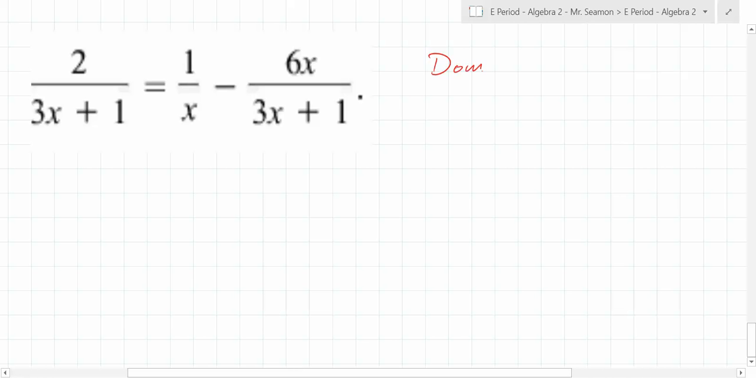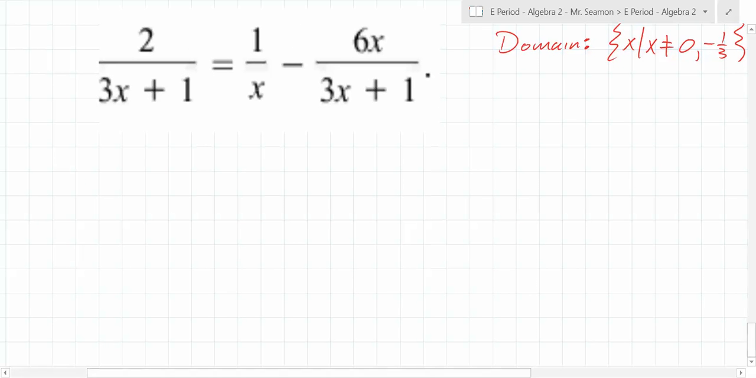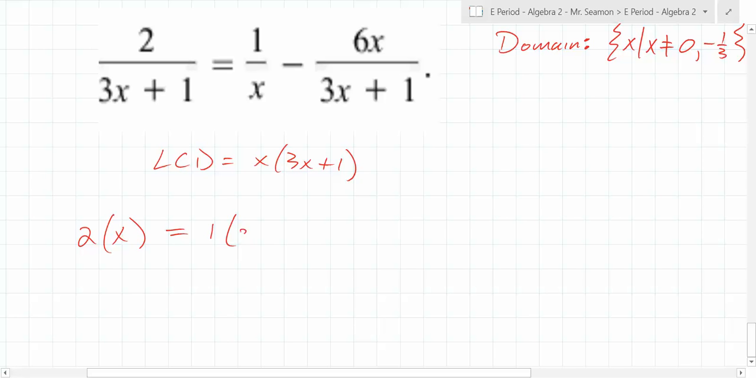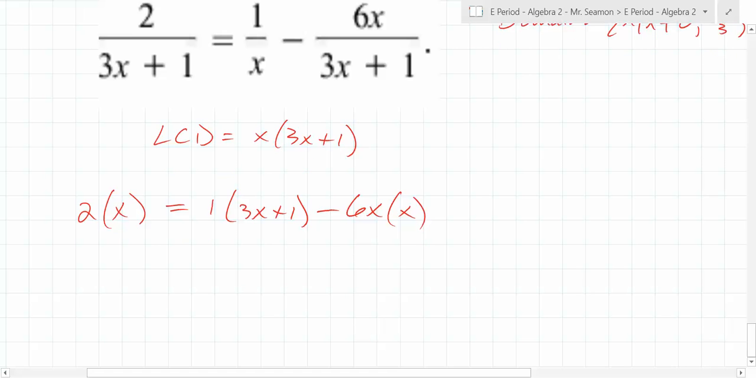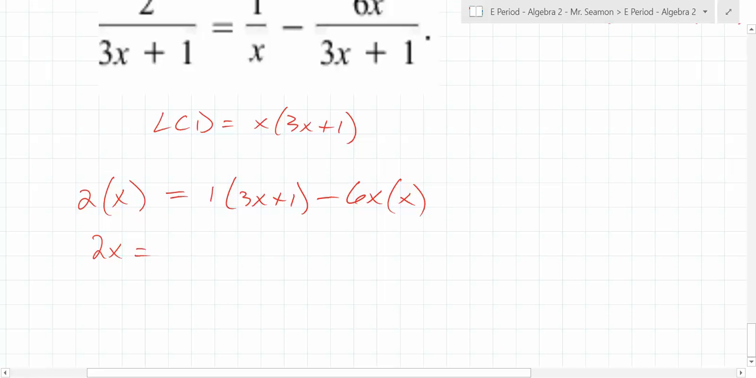Okay, domain. Oh, snap! Okay, so it's x such that x doesn't equal what? 0. 0 or negative a third, right? So then you did this out, and you found out that the LCD on this thing was equal to x times 3x plus 1. And when you multiplied, you end up with 2 times x equals 1 times 3x plus 1 minus 6x times x. And some of you were a little dismayed when you got this because you were like, man, I don't like this. But is it really that bad? No. You get 6x squared minus x minus 1 is equal to 0.